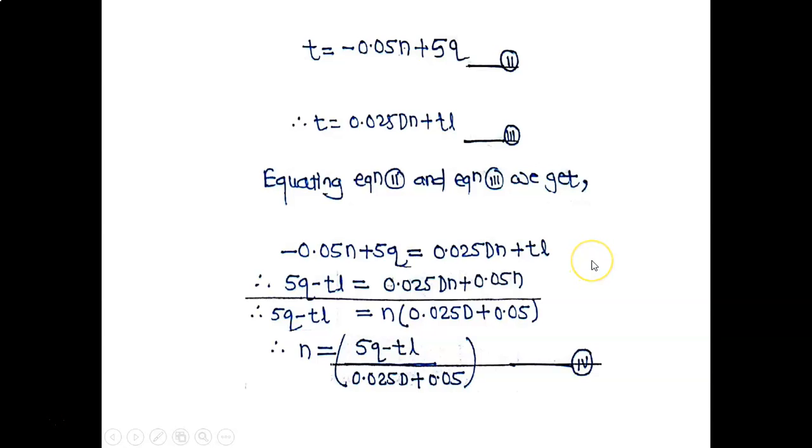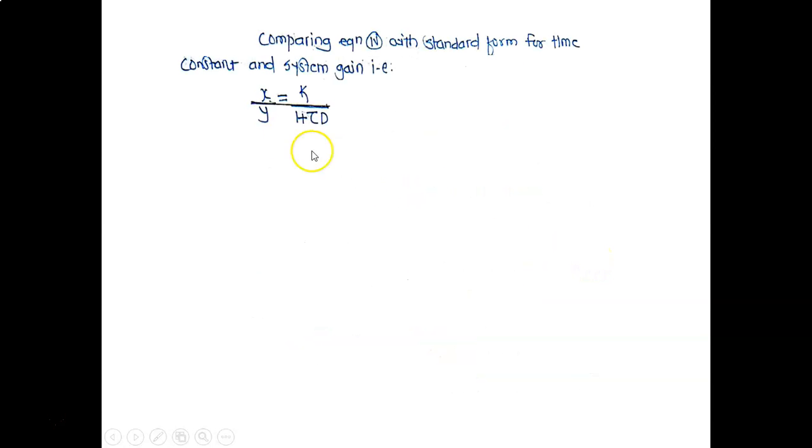Next, comparing equation 4 with the standard form for time constant and system gain, that is x divided by y is equal to k divided by 1 plus tau D. Now again equation 4 we will write. This is our equation 4. N is equal to 5Q minus TL divided by 0.025 D plus 0.05.